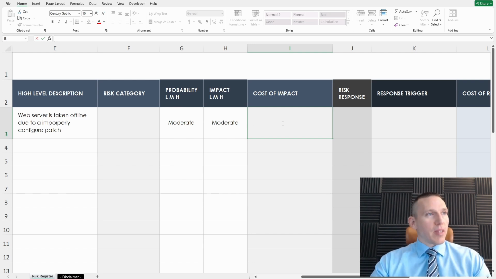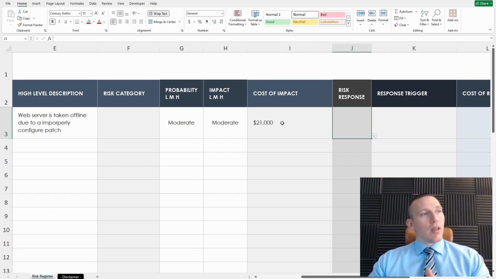So let's just estimate this cost. Let's say, for the web server, maybe we have $20,000 and maybe it's going to take a couple days' worth of work, so let's just make it 21,000. Just a general guess there.